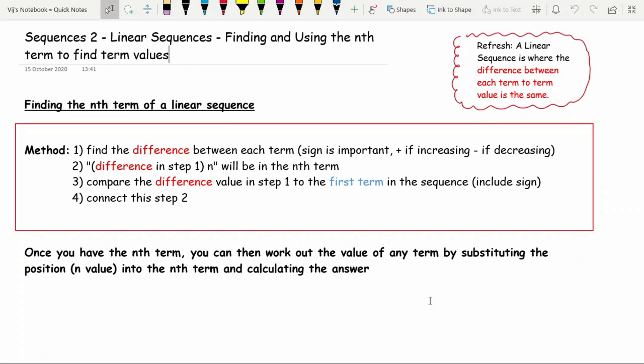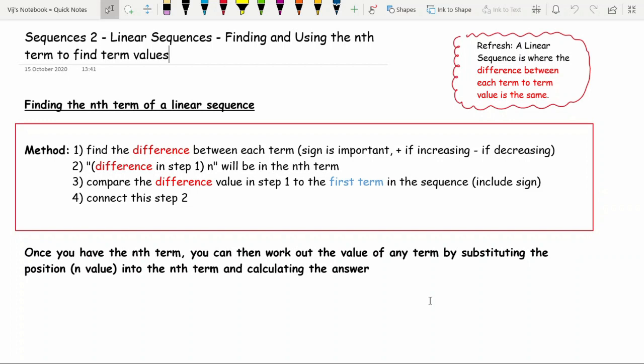In terms of method, I'm just going to read through this and then I'll show you how it works. If the method and the steps don't make any sense, usually methods in maths don't make sense until you start putting them into practice and relating them to actual steps in answering a question. But let's have a look at what they are. Method 1, step 1 is: find the difference between each term. The sign is important. If a list of numbers is getting bigger, it's going to be a plus. If the sequence is going down, it's going to be a minus.